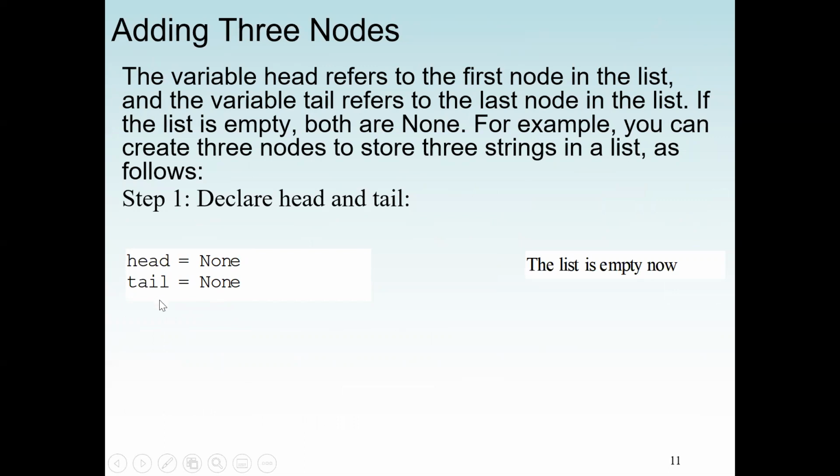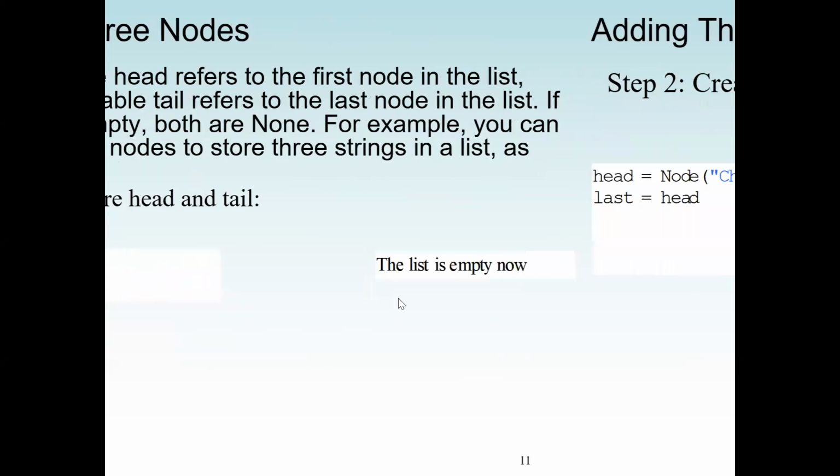First, we need 2 variables here, the head and the tail. So we assign the head None, the tail None. Remember, the head is a special node that points to the first node. The tail is the last node that will point to null. Now if I have None assigned to head and None assigned to tail, it means what? The list is empty. They are not pointing to anything.